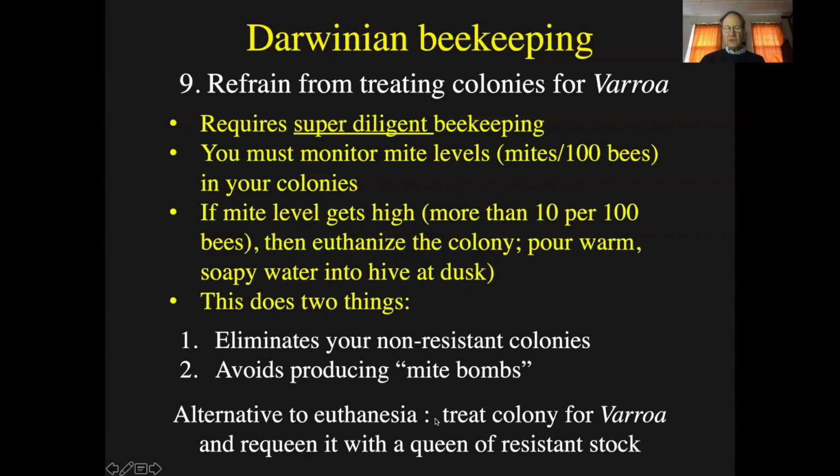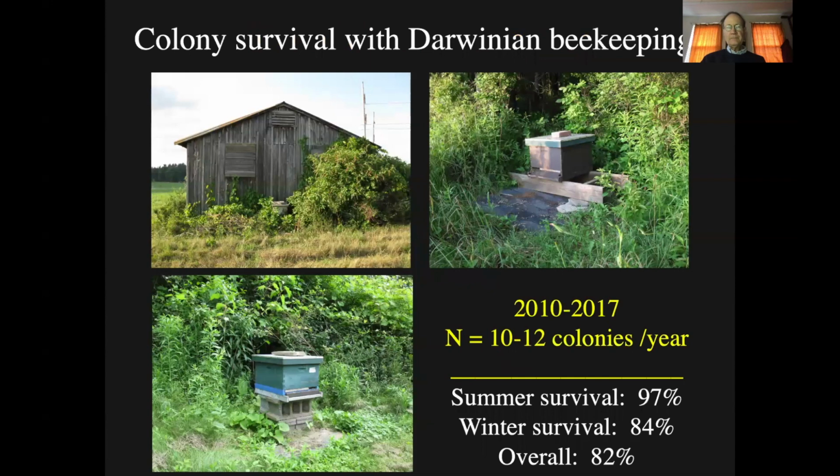And as I say, an alternative to euthanasia is to treat the colony for varroa and requeen it with a queen of resistant stock. Now you might be wondering, well, what kind of colony survival am I going to get with this Darwinian beekeeping? Well, I've tested that. I've done it by just putting out colonies using this Darwinian beekeeping, though I haven't yet used well-insulated hives. So these results are probably not as good as you would get if you had better insulated hives. I just put out colonies in a 10-frame deep hive body, styrofoam insulation above, small entrance, etc.